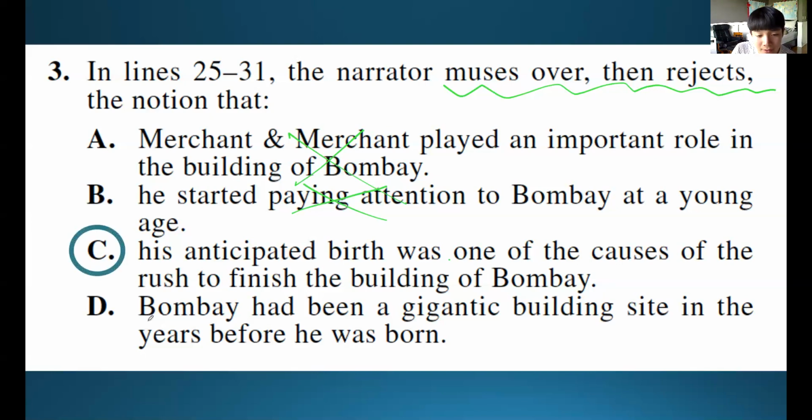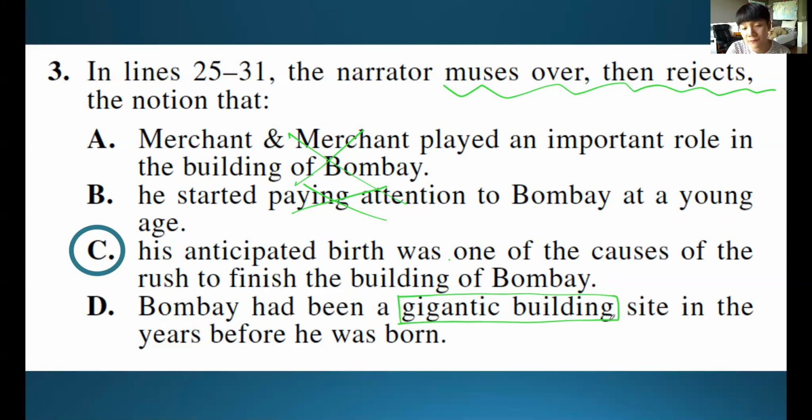And the last answer says Bombay had been a gigantic building site in the years before he was born. Now, not really, right? Well, yes, it had been, I misspoke. It had been a gigantic building site, correct. He does not muse over then reject that. He looks at this statement and he's like, yeah, that's correct. He muses over it, then he accepts it. He doesn't reject it.